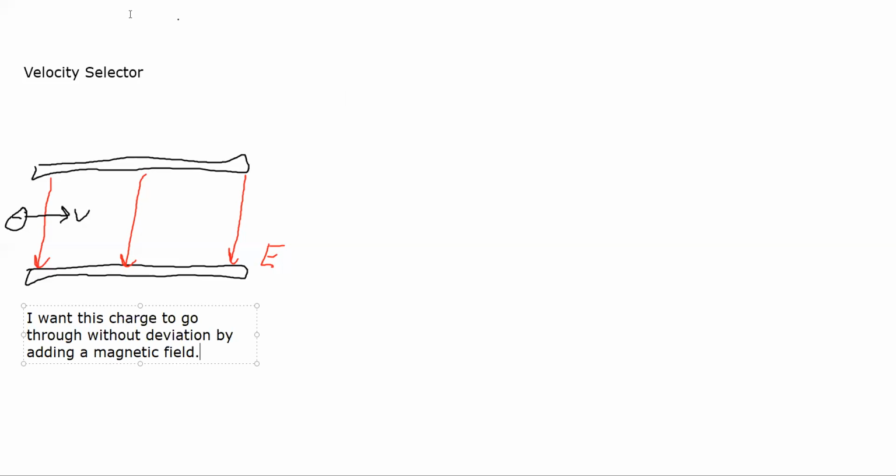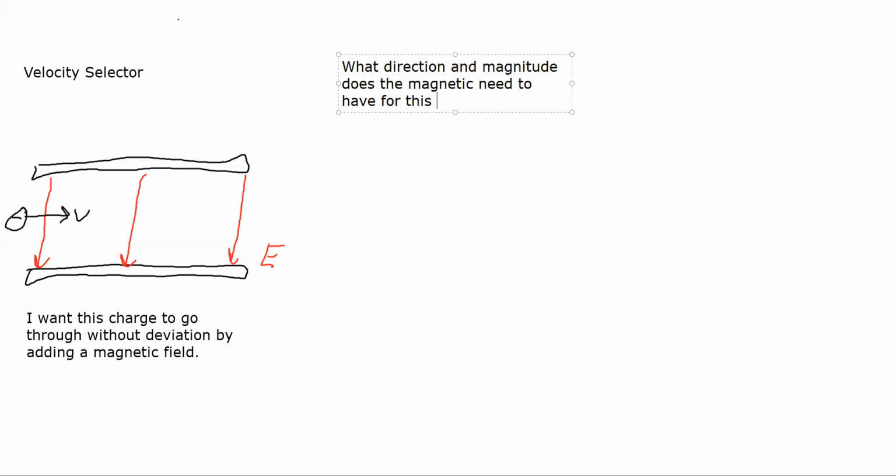Okay, so my question is, if we're going to add a magnetic field, what direction and magnitude does a magnetic field need to have for this charge to move through undeflected?